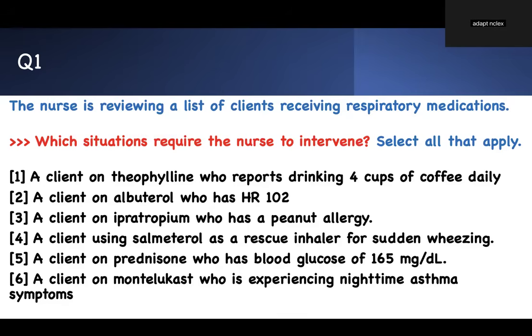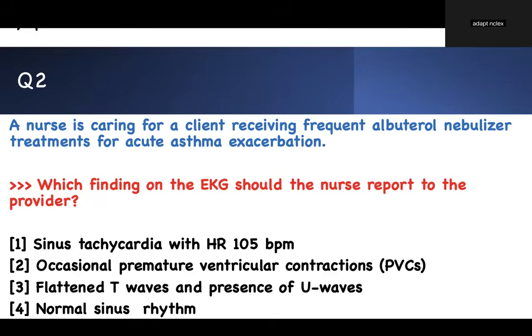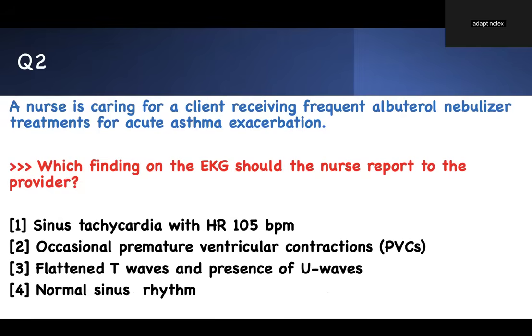This is the first question. But as you can see, it's content-based. You have to identify the medication and then pick the right answer. Number 1 is that. Number 2, which finding on the EKG should the nurse report to the provider? A nurse is caring for a client receiving frequent albuterol nebulizer treatment for acute asthma exacerbation. Which finding on the EKG should the nurse report to the provider?